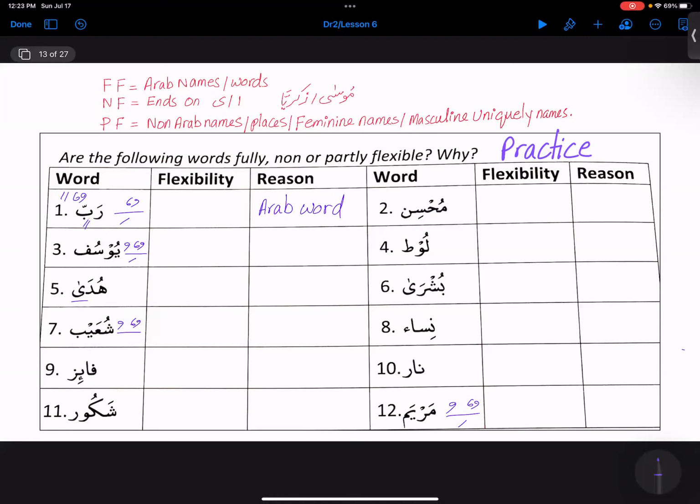Now, Yusufu, we already did that, so that's going to be easy. What do you think? Partly flexible. And the reason?